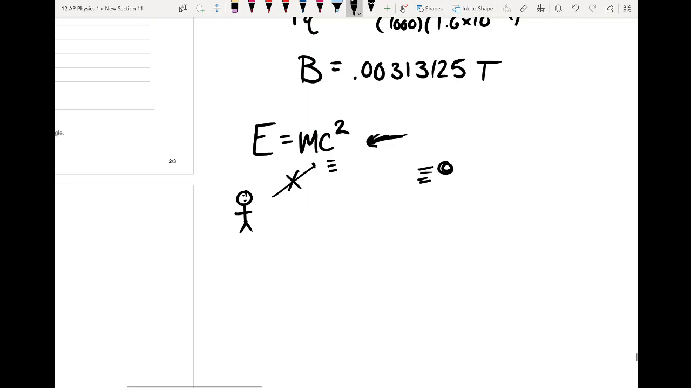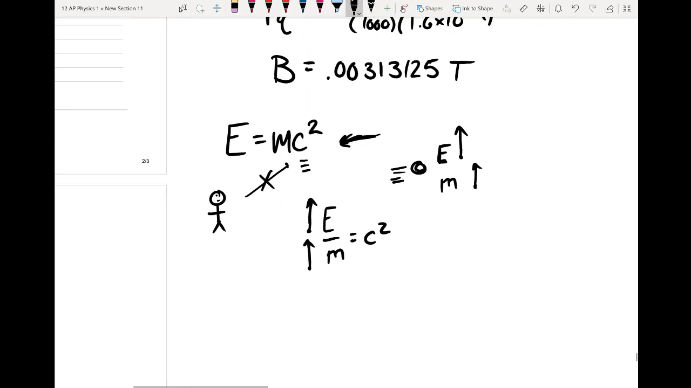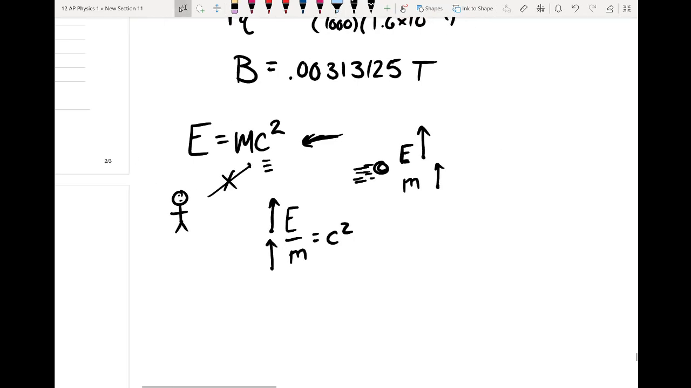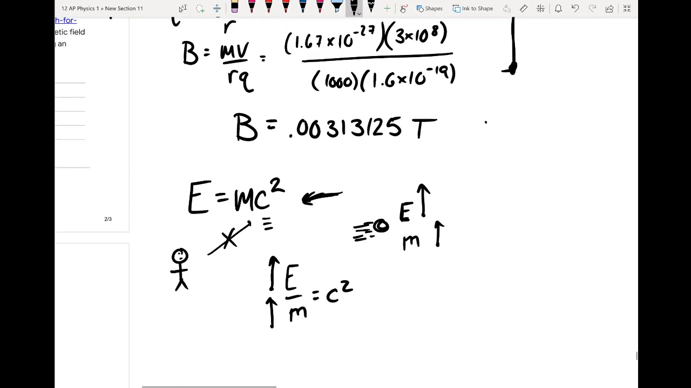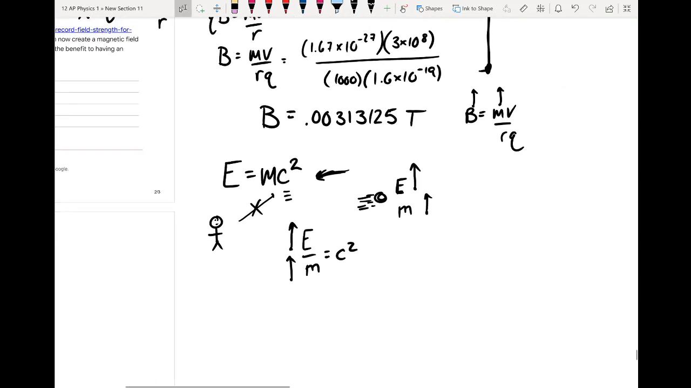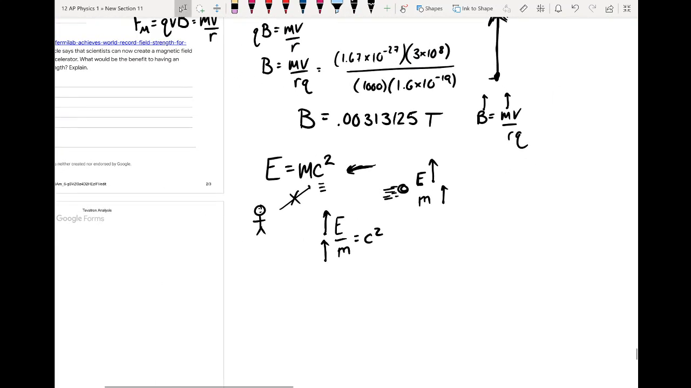So if they're moving closer to the speed of light, that means that their energy is going up, right? We have a lot of this kinetic energy, which means that the mass is also going up, because the speed of light is a universal constant. So if the energy goes up because our velocity is getting so large, then the mass is going to increase too. If we look at our equation again, B equals mv over rq. Really, our magnetic field is probably a lot larger because the mass of these protons is increasing, which seems really weird, but that's relativity for you.